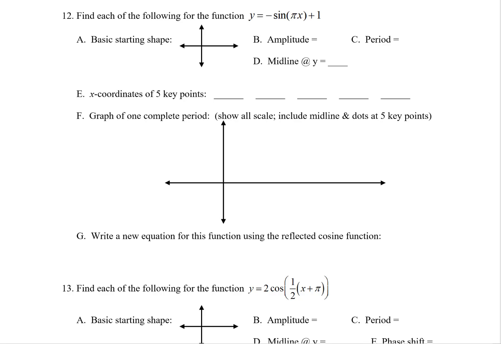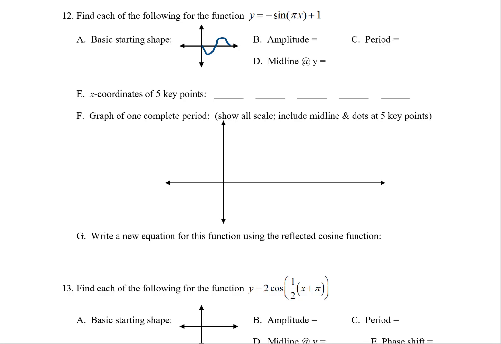Problem number 12, let's do some graphing review here. I've got the function y equals negative sine pi x plus 1. I know the basic starting shape is a reflected sine. That's the valley and the hill. So I know I'm about to be drawing something like that.